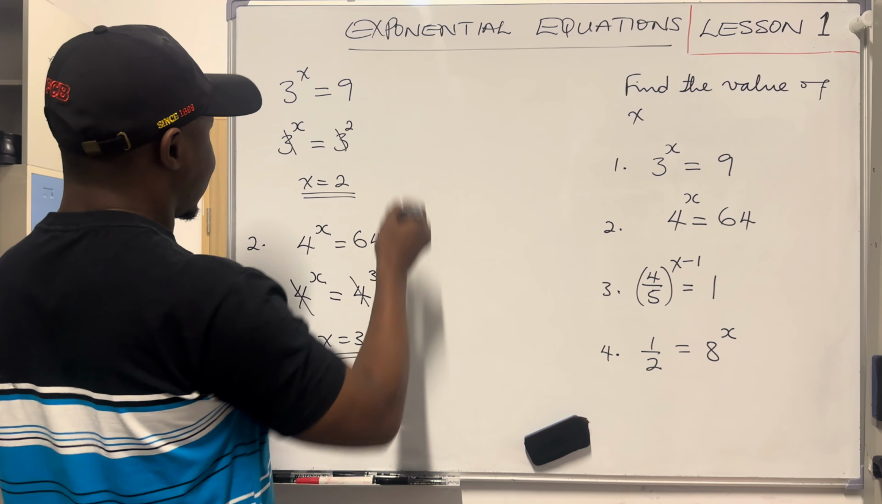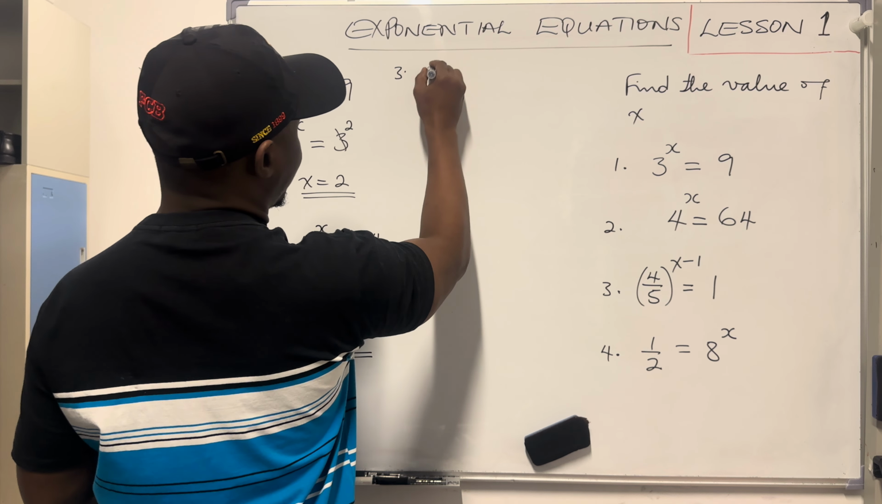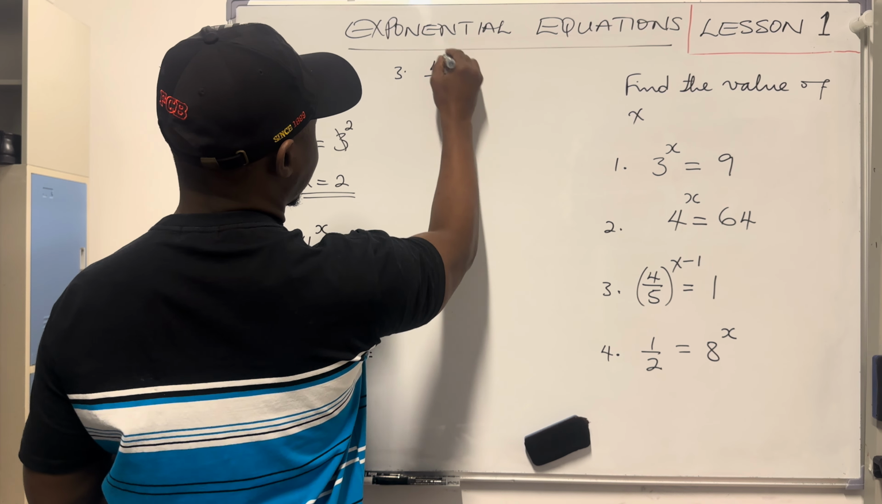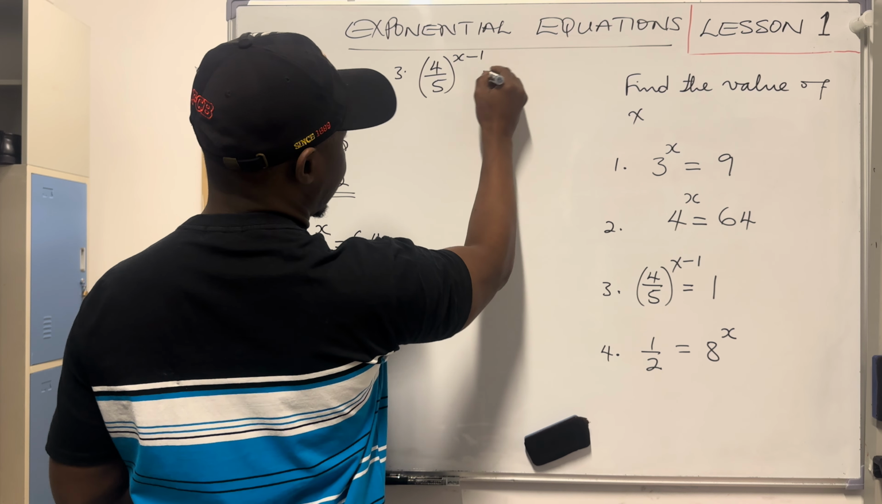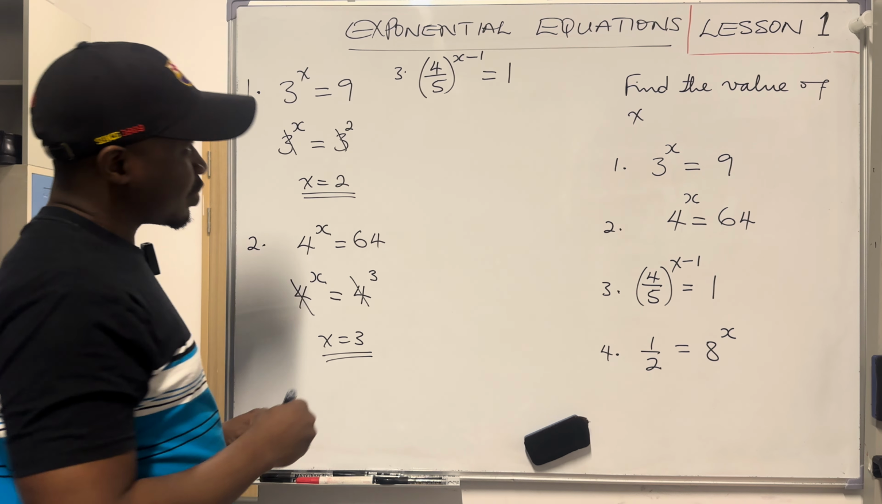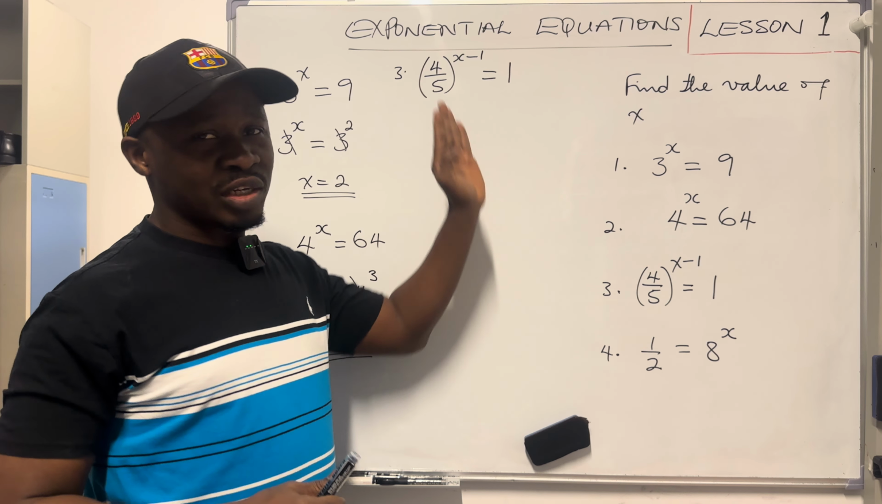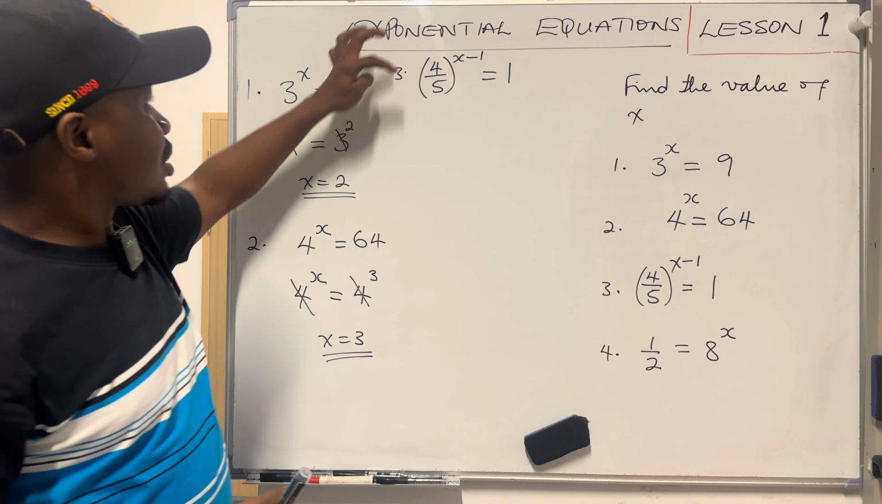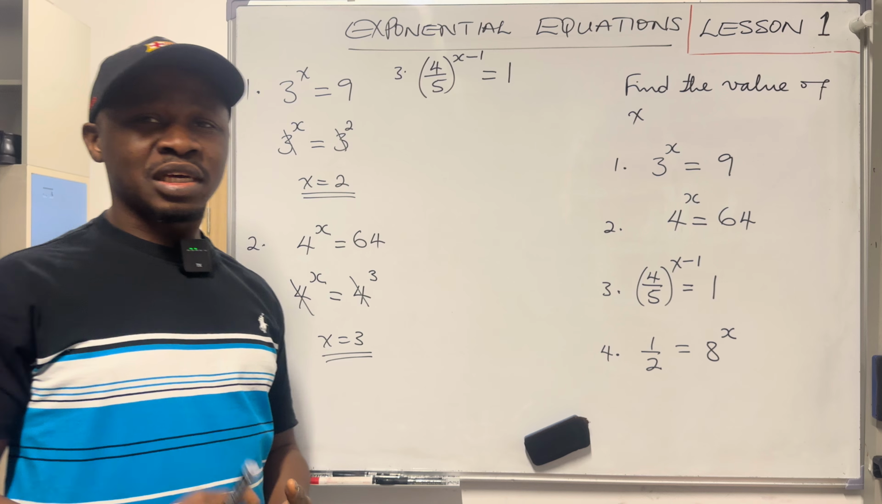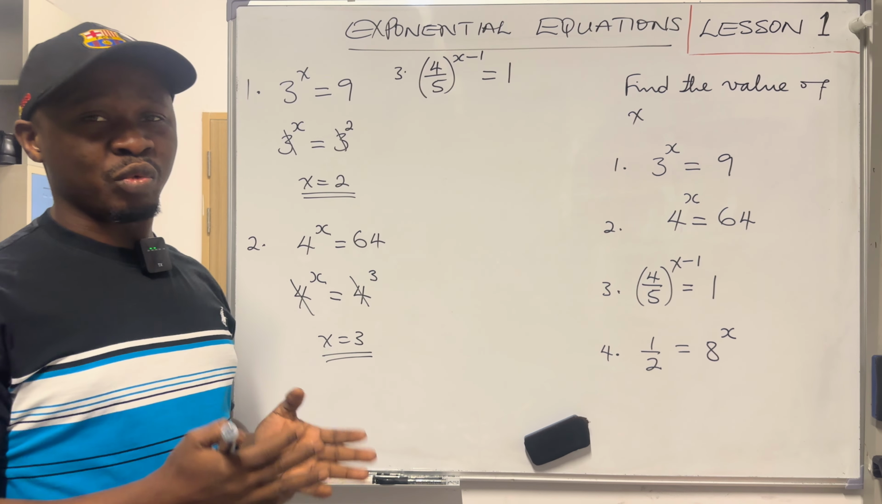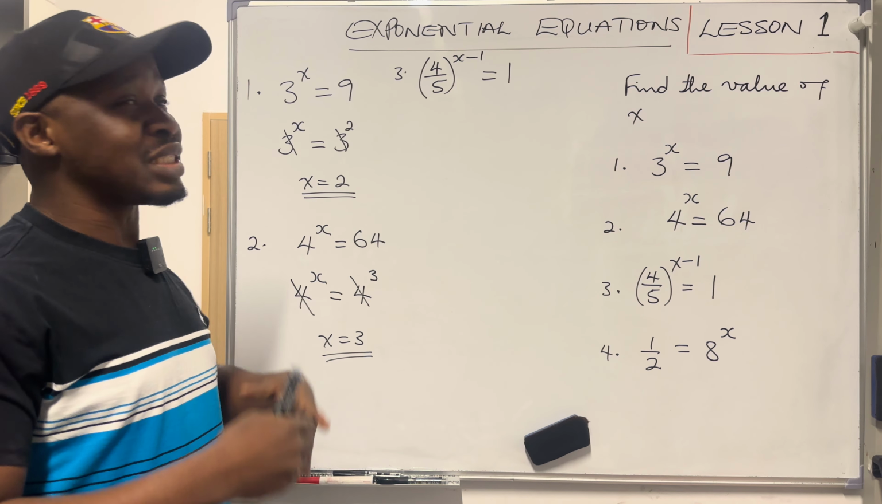So the third one says (4/5) raised to the power x minus 1 equals 1. One term equals one term. But the power is where the unknown lies. The unknown means the value that we cannot quantify. We don't know the quantity. We don't know what it represents.